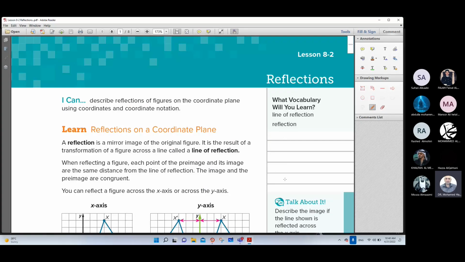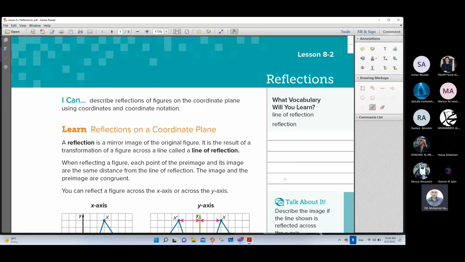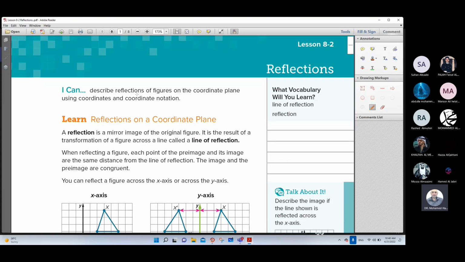Listen to reflections. Today we want to learn reflections. So in this lesson we want to describe reflections of figures on the coordinate plane.